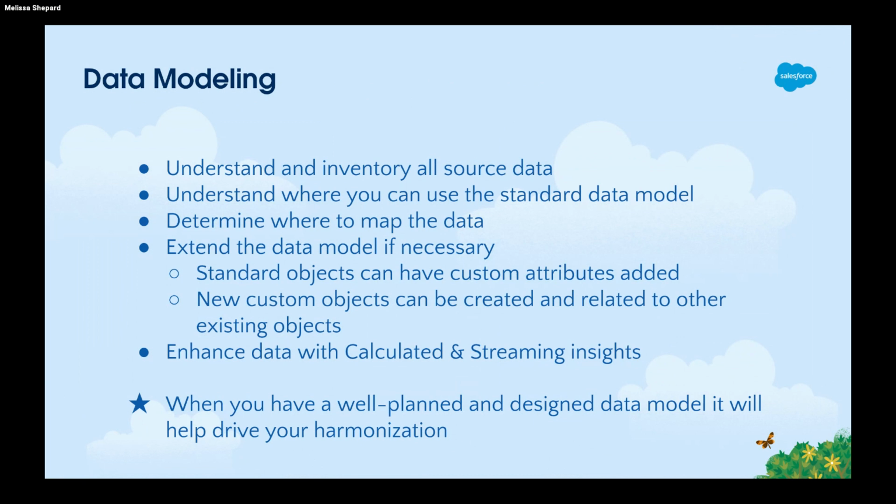So when you're doing this, you really need to understand and inventory all of your source data, and then understand where you can use the standard data model of Data Cloud. So there is a standard data model, just like there is for Salesforce CRM. And then you get to figure out where you're going to map this data. So you've got to figure out, can I use standard objects in Data Cloud? Do I need to create custom attributes on some standard objects? Do I need to create whole new objects?